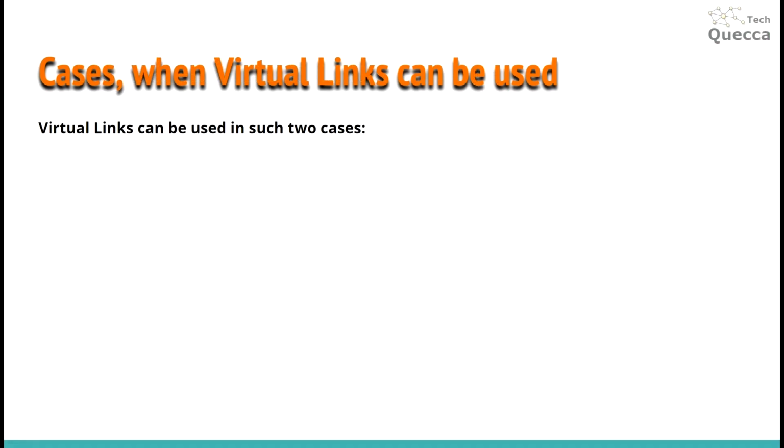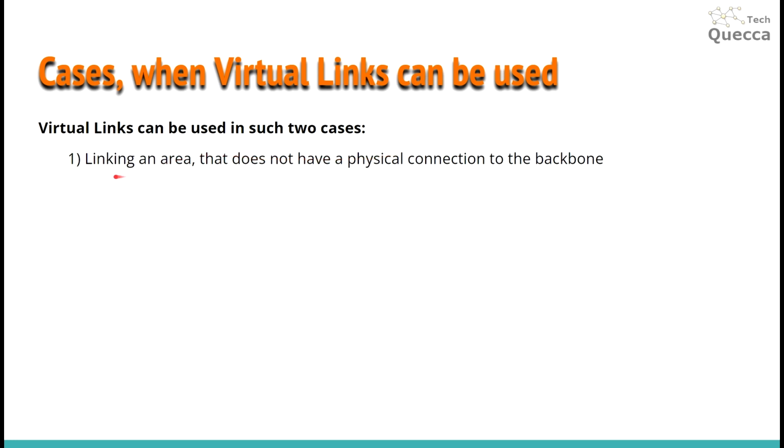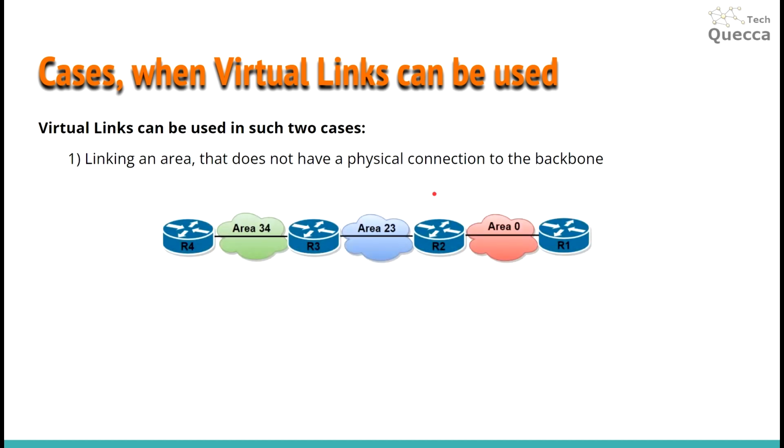So, as I mentioned, virtual links can be used to fix these problems with discontiguous networks. In which other cases can virtual links be used as well? First, when linking an area that does not have a physical connection to the backbone. This is our case, for example.